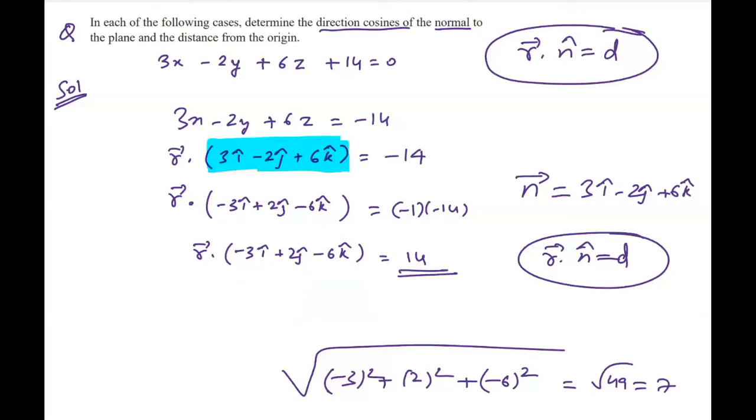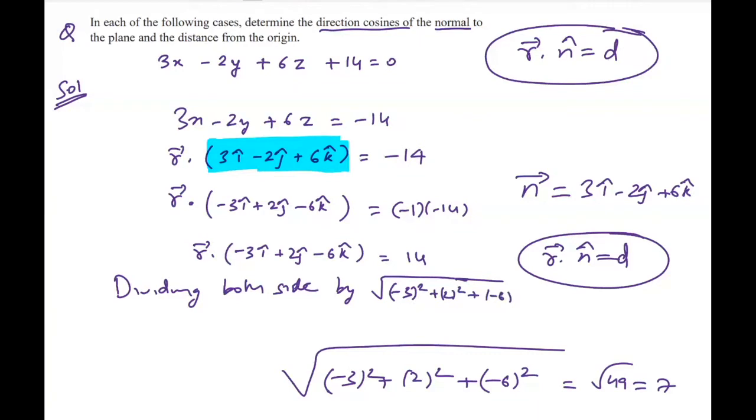So what we do in such a case, because this is not a unit vector and its magnitude is 7, is divide both sides by this magnitude, which we found is 7. So divide both sides by 7.